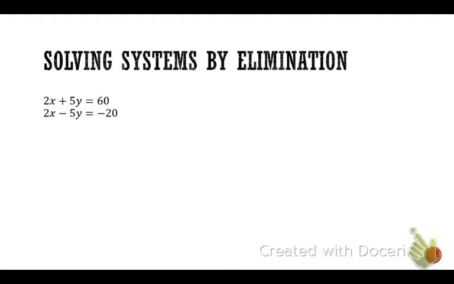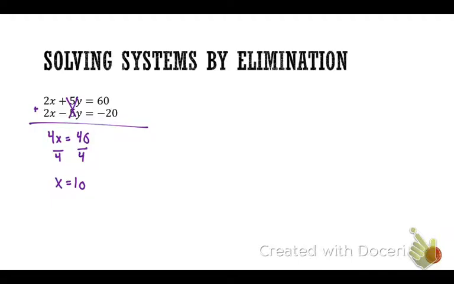Go ahead and write the system down. As you're writing it down, I want you to look for opposites. Are they already in the system or do you need to create it? Do you see opposites? Yes, you do. So now you're going to add everything else and bring it down. What is 2x plus 2x? 4x equals 40. Divide by 4. X equals 10.